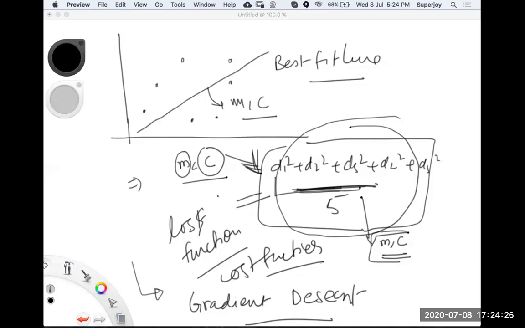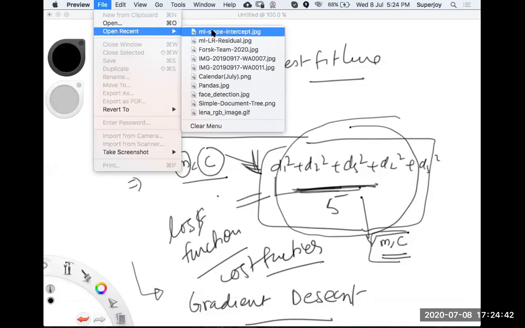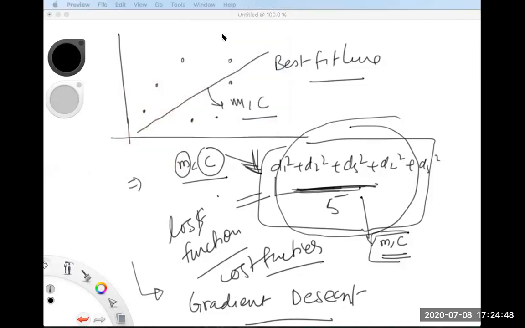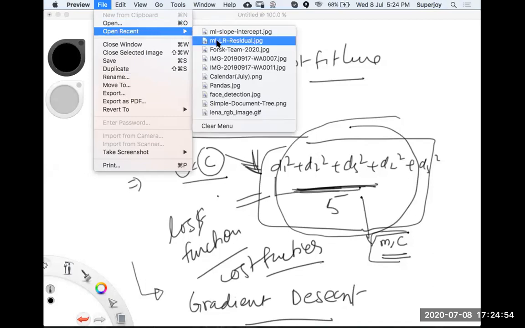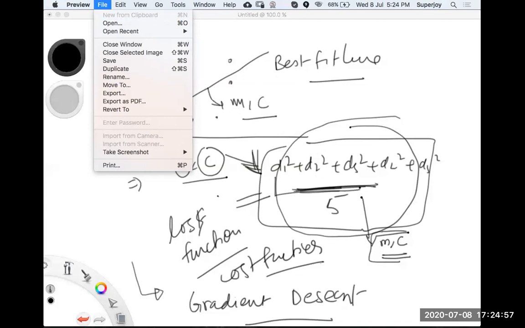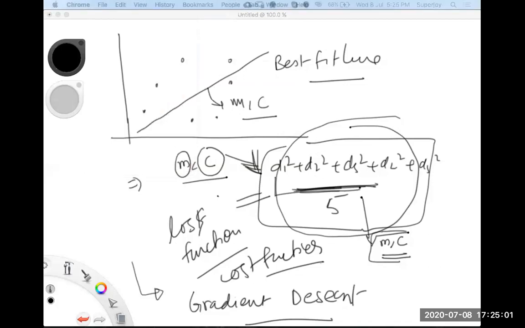One last thing around this, guys. I just wanted to show you one image. Just a minute. Okay, I got the image.